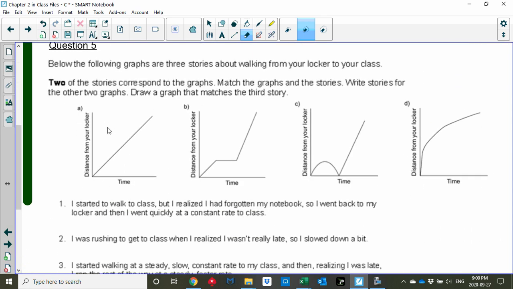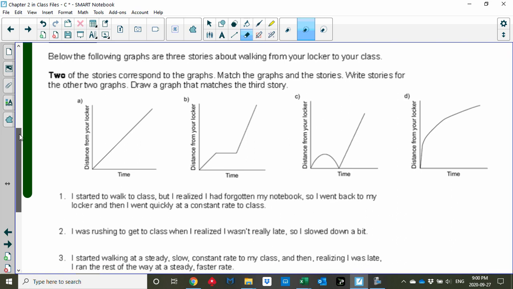And question 5 is a great question, but you have to understand it. Below the following graphs, there's 4 of them, 1, 2, 3, 4 graphs. So below the following 4 graphs are only 3 stories about walking from your locker to your class. So this is the time, probably in minutes, I would say, and then your distance from your locker at school. Now, obviously, you're not using lockers this year, but picture the distance from your locker getting to your class. There are 3 stories and there's 4 graphs. It says 2 of the stories match 2 of the graphs. So your first job is to match up which 2 of these stories match 2 of these graphs.